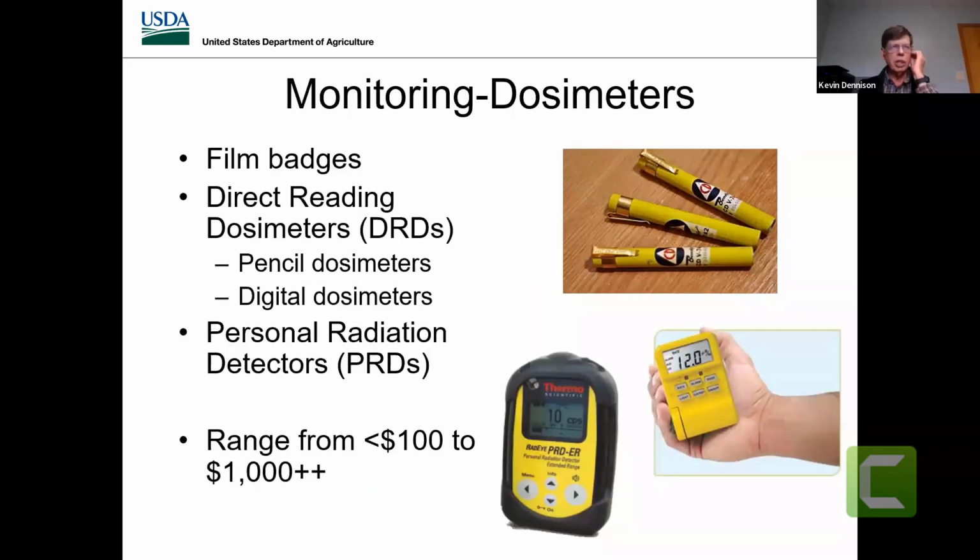Monitoring dosimeters: you have the little pencil dosimeters up here in the top, which you can look through and see how much exposure you've had, primarily gamma radiation. And then at the end of the day, you turn that in, they'll read it and then reset it and give it back to you. And they're fairly cheap. You can get these digital ones that do the same thing, but they can also track exposure over a much longer period of time.